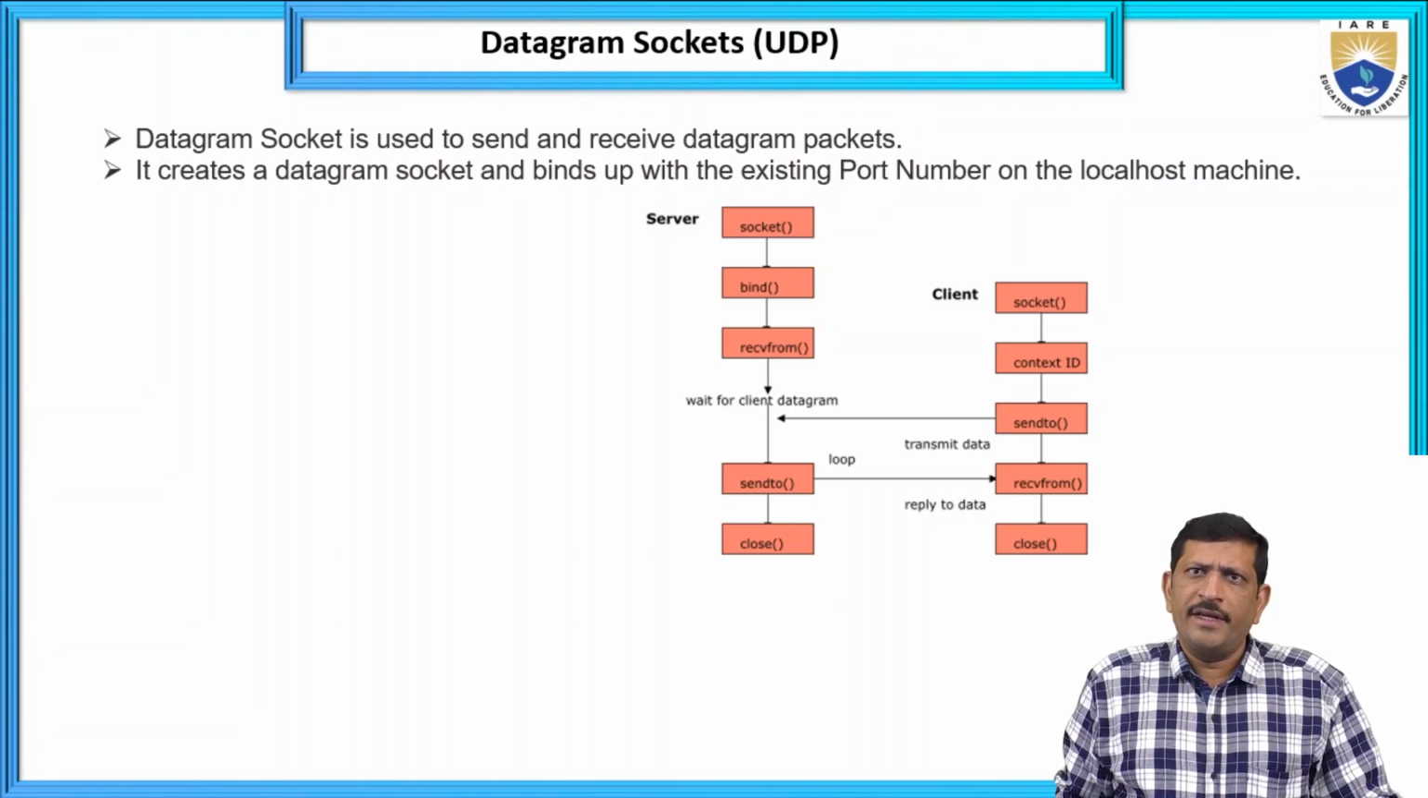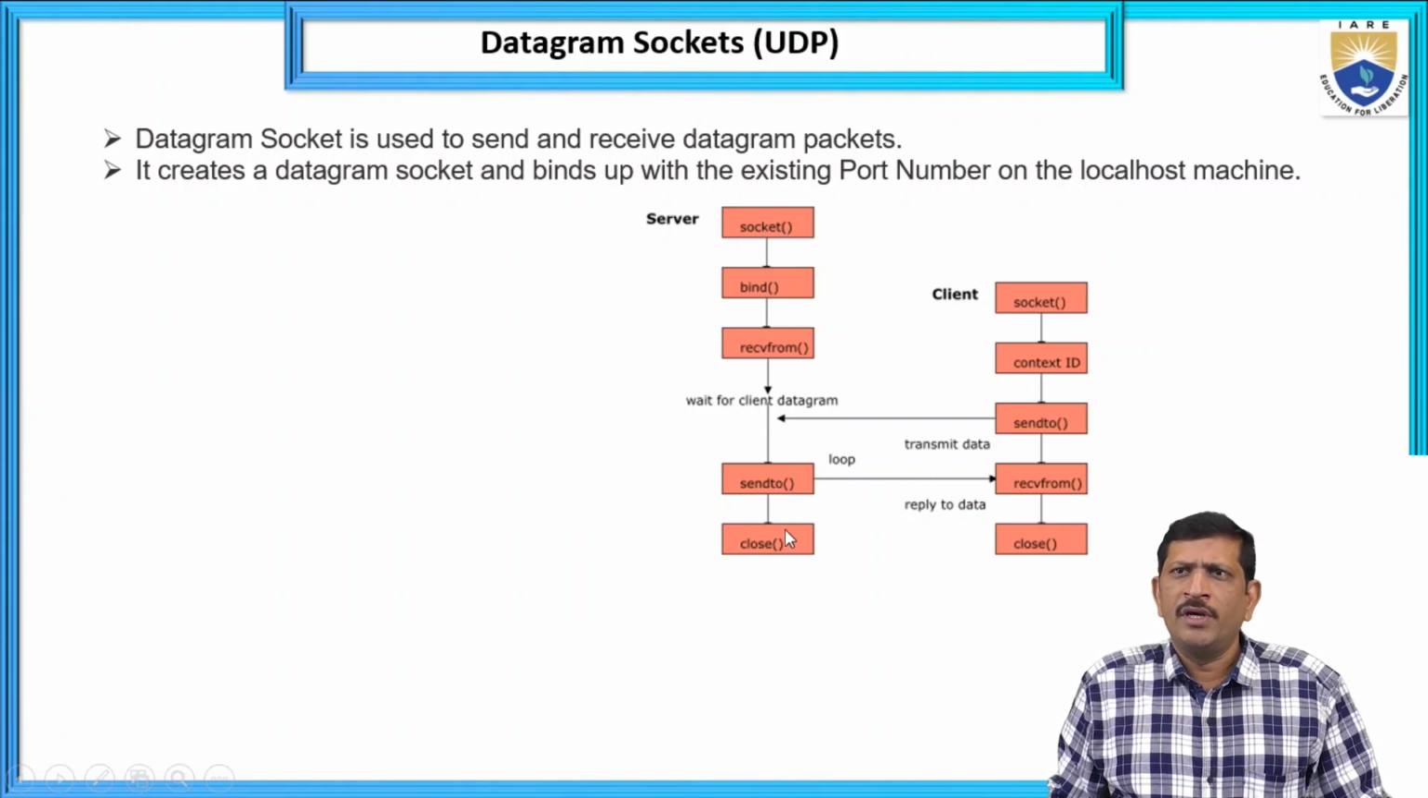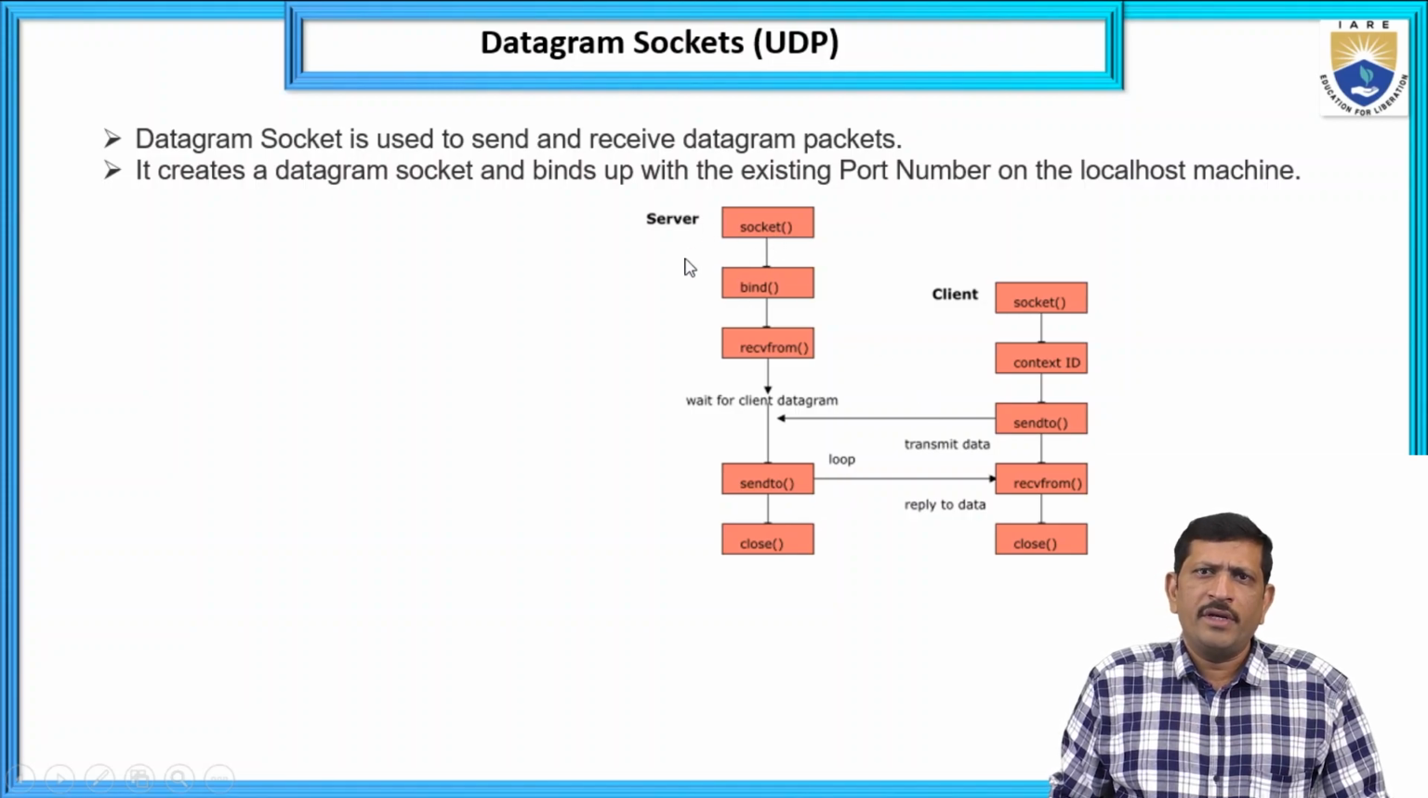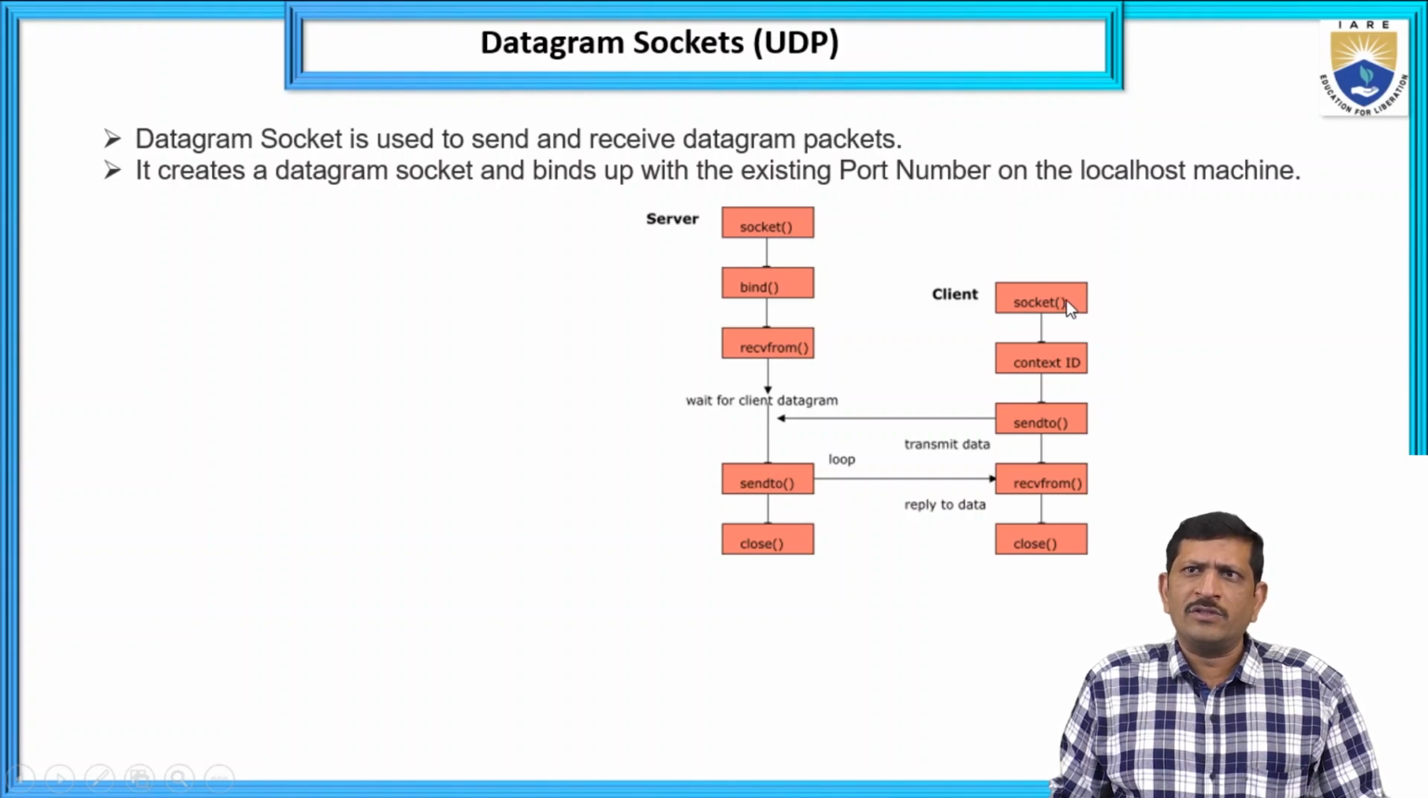It creates a datagram socket and binds it to an existing port number on a local host machine. Here it is the server. In this, the server's datagram socket establishes effective communication. The server has a server-side socket, and the client also has a client-side socket, which binds the request and holds the information for effective transmission between the client and server.